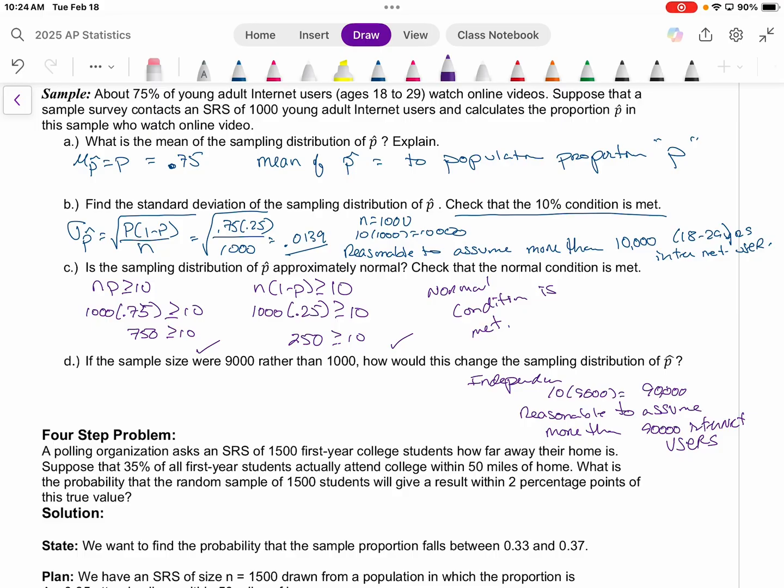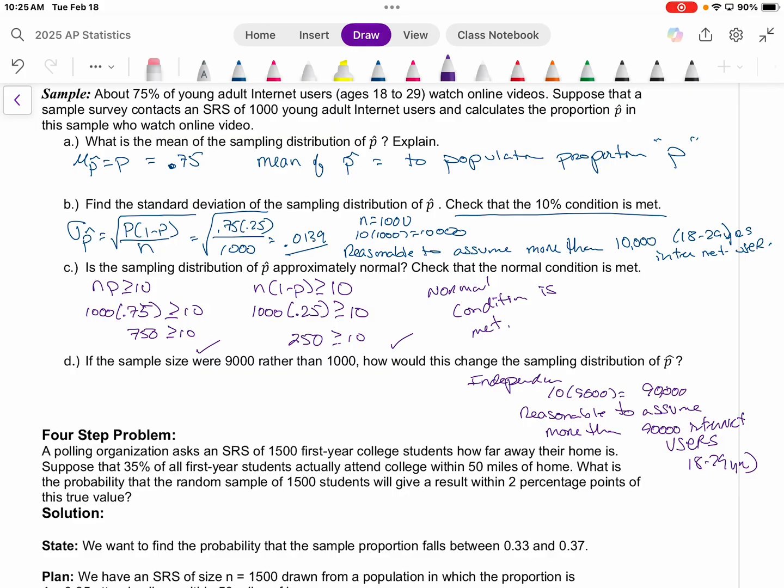What was it, 18 to 29. 18 to 29. And again, you would want to make sure you use that in a nice sentence. Tack on the age there that we're talking about, not just internet users in general. And then now they don't ask us to calculate it. They just say, how would it change?